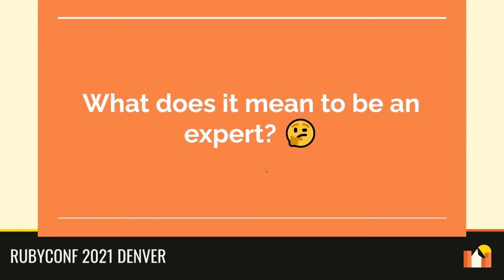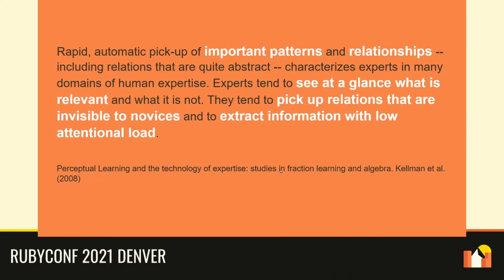But what does it mean to be an expert? Put simply, expertise can be defined as rapid, automatic pickup of important patterns and relationships, including relations that are quite abstract. They characterize experts in many domains of human expertise.